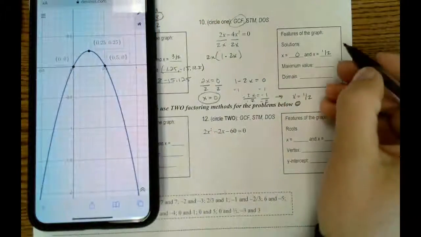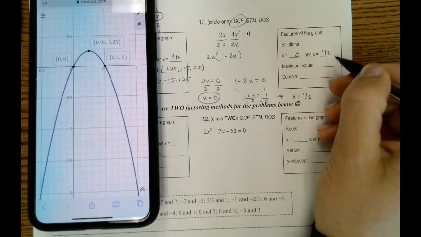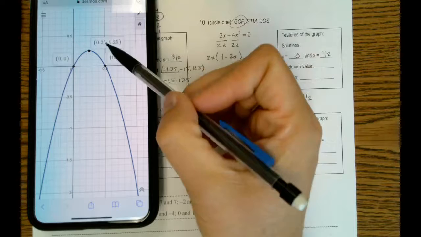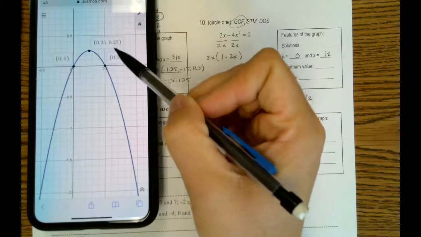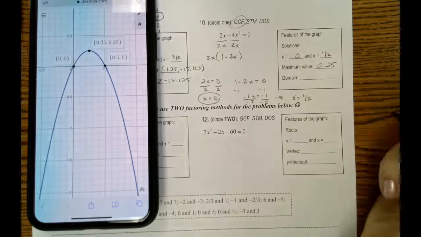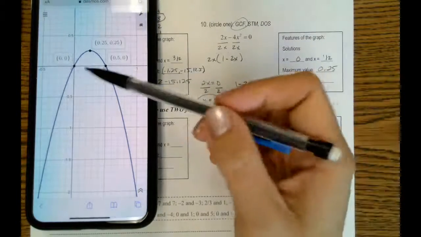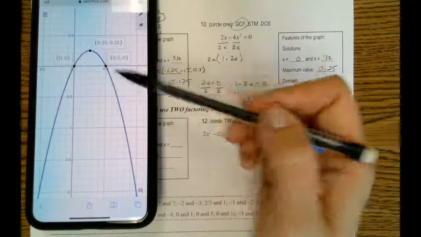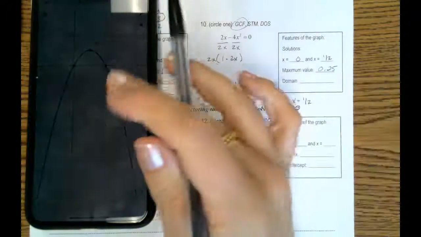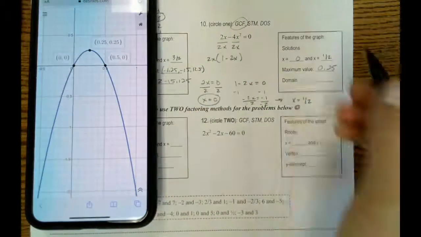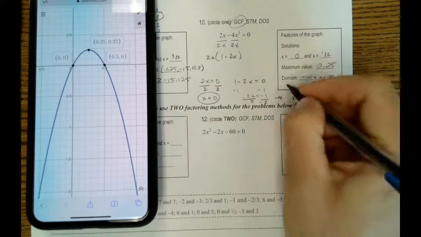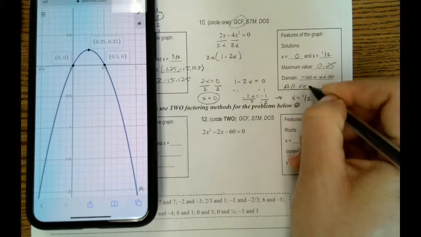Okay, so our 2 zeros are 0 and 1/2, which we nailed. The maximum value is the highest y value, which is 0.25, and then our domain, even though it's pointing down, it's going to go infinitely to the left and infinitely to the right. So this is still negative infinity to positive infinity, or all real numbers.